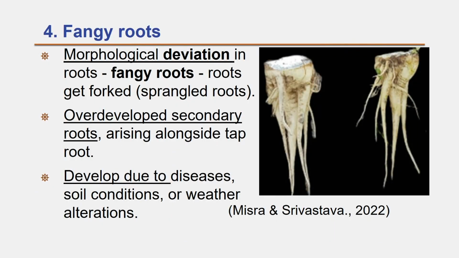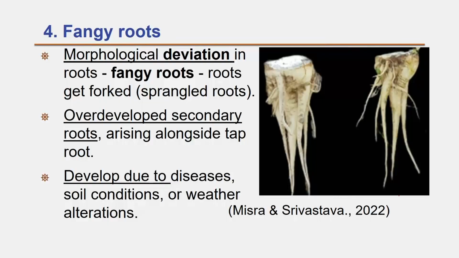Now, you must have heard one more term, which is fangy roots. These are not always there, but under certain conditions, fangy roots develop in this crop. Let us know in detail what fangy roots are. Of course, you are seeing the picture on the right side. These kinds of roots, which are not part of the main root, are offshoots. Such roots are called fangy roots. So, they are a morphological deviation in roots.